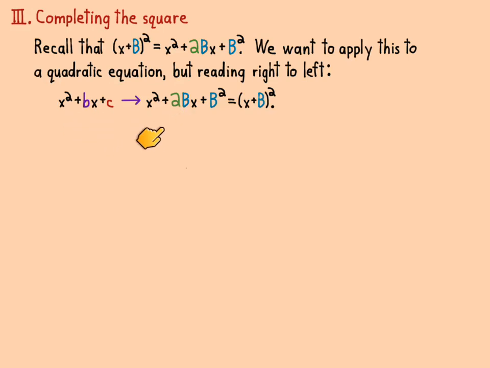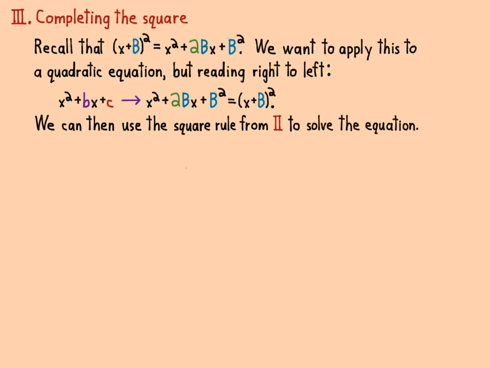But then if we square that, we're probably not actually going to get c. And so we have to adjust c to make it equal to b squared in order for it to factor like this. Okay. But if it was equal to this, then you would just factor it like that, and then you'd be all set. Right? So then we would just use the square rule from the second method, which is the thing where you end up with the plus or minus square root.